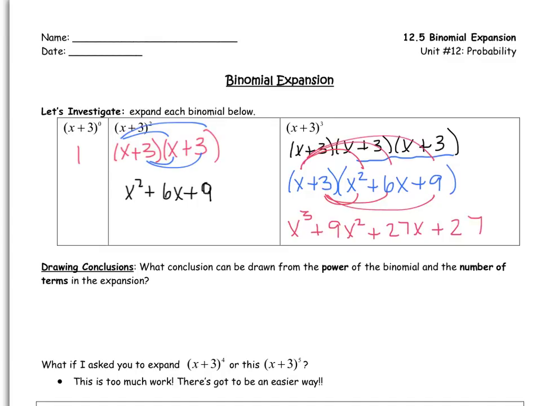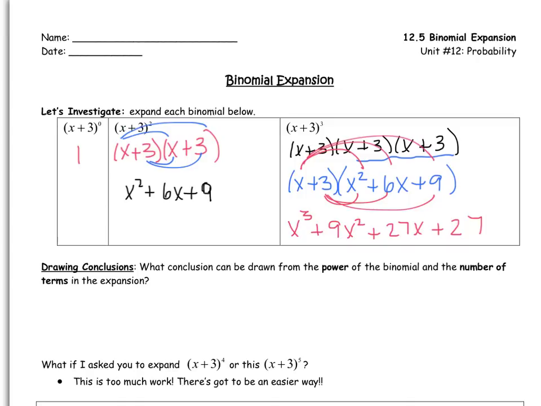Alright, let's draw a conclusion from what we just investigated. What conclusion can be drawn from the power of the binomial and the number of terms in the expansion? Well, let's look. This power is 0, and there's one term. This power is 2, there are 3 terms. This is a power of 3, there are 4 terms. So what conclusion can you make? Why don't you write something down and pause the video and then resume it?